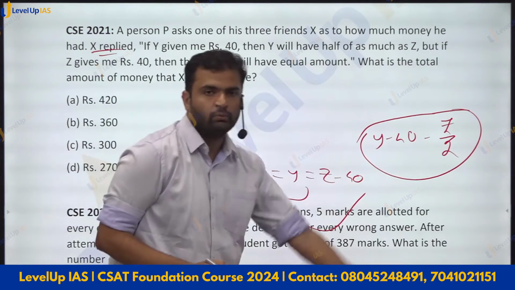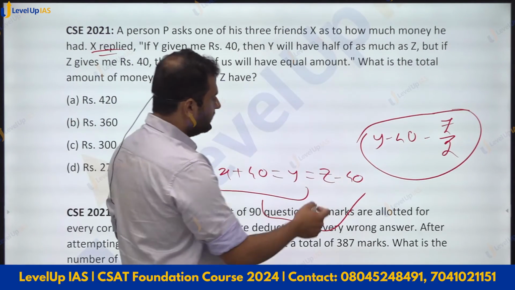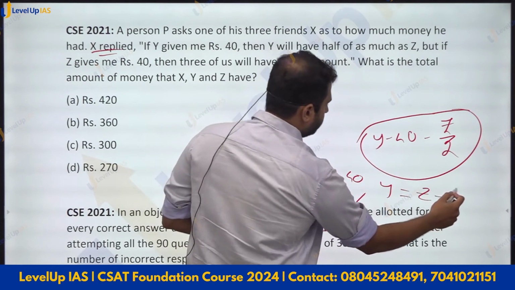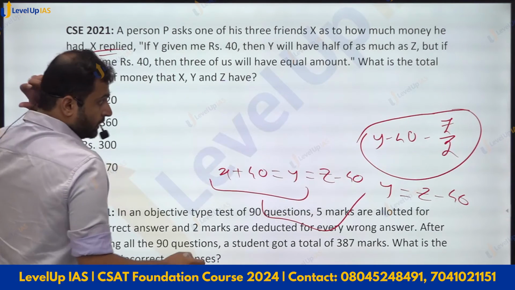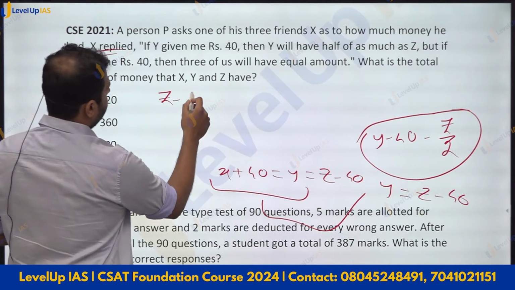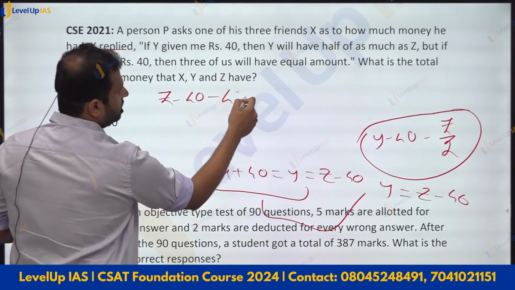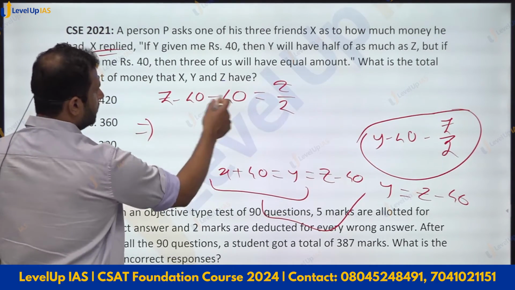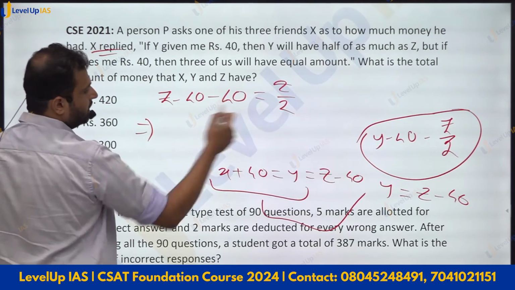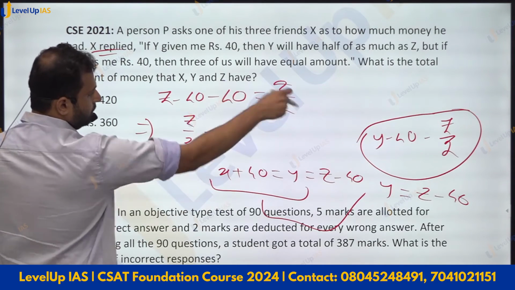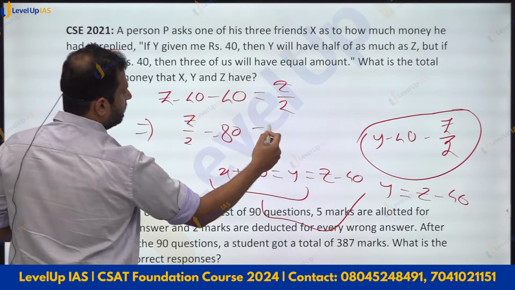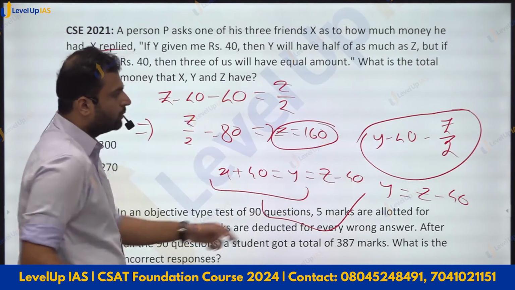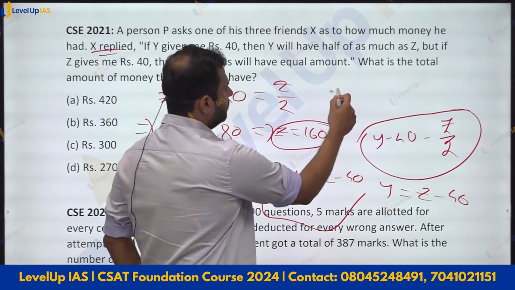So here we have an equation in Y and Z. Let us use this equation in Y and Z. This is Y is equal to Z minus 40. Let us put this as Y here. So what do we have? Z minus 40 is Y, and minus 40 is equal to Z by 2, which implies, we can take Z by 2 here. So Z minus Z by 2, which is Z by 2, is equal to 40 and 40, 80. So we have Z is equal to 160. Put it here, so Y will be 120.